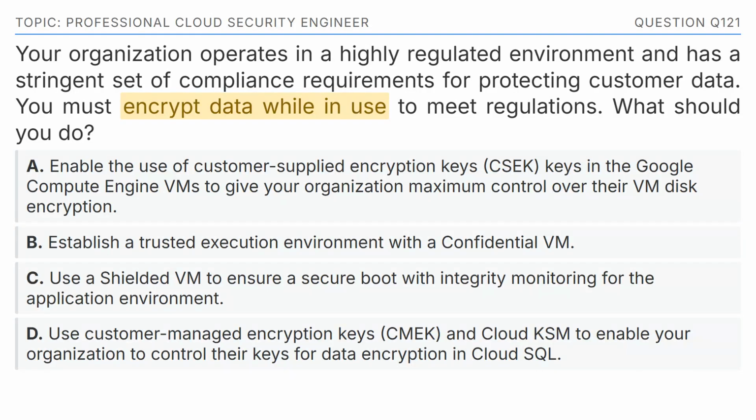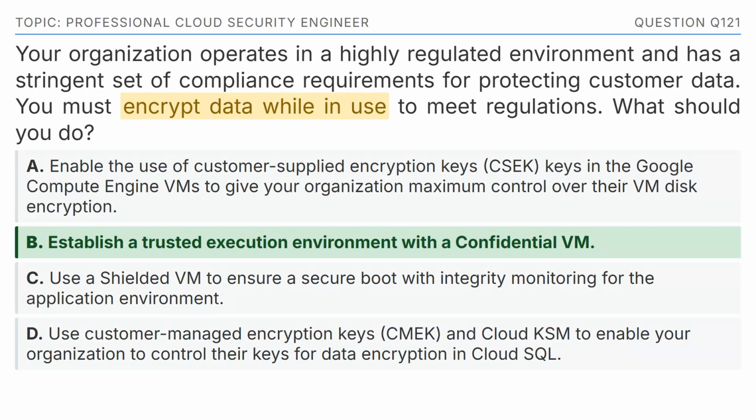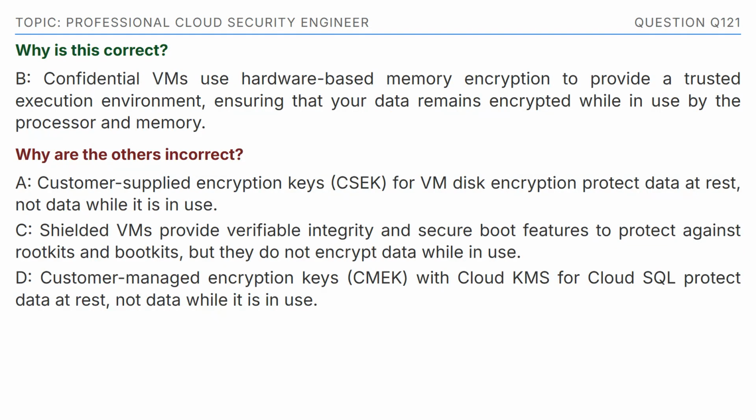To arrive at the correct answer, we focus on the keywords, encrypt data while in use. The correct answer is Option B, establish a trusted execution environment with a confidential VM. Why is this correct? B. Confidential VMs use hardware-based memory encryption to provide a trusted execution environment, ensuring that your data remains encrypted while in use by the processor in memory.